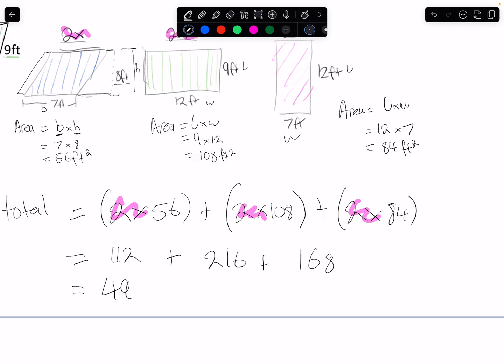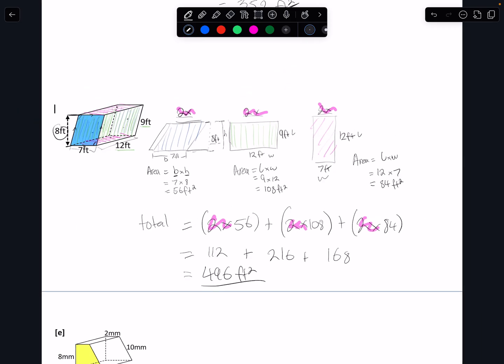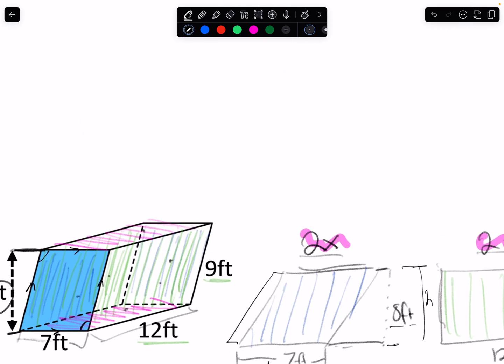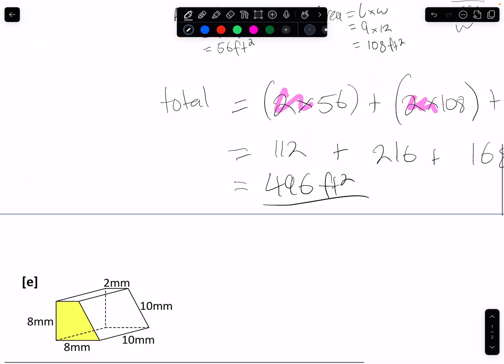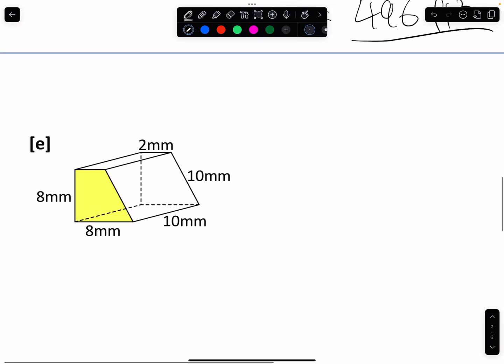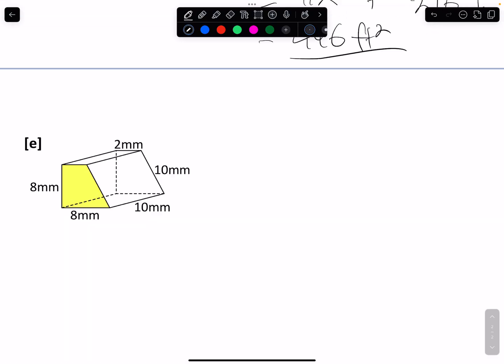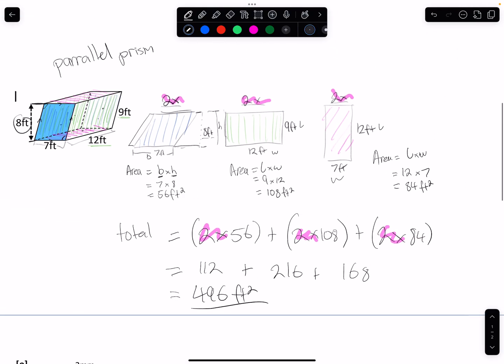496 feet squared. There's your answer. And this is called a parallel prism because it's from a parallelogram. Here, question E. Also, there you go. If you need to copy this down, you can pause it here. It's a nice place to copy it, and then we can move into the next little section.